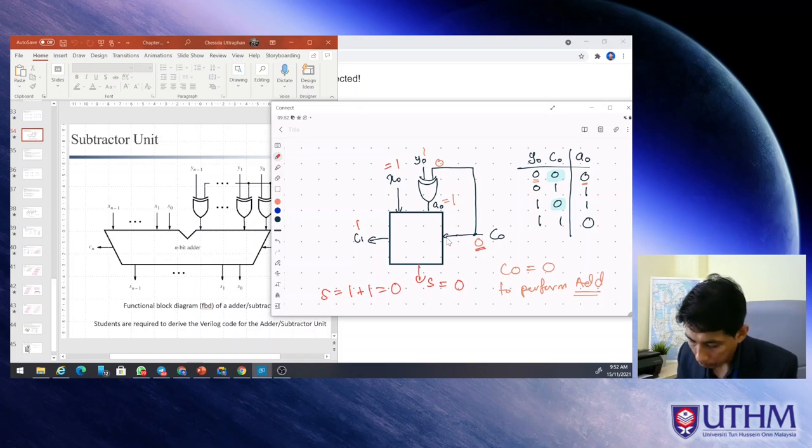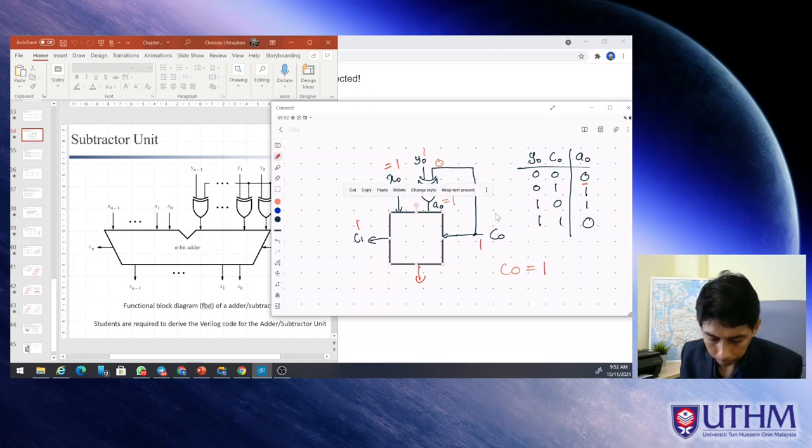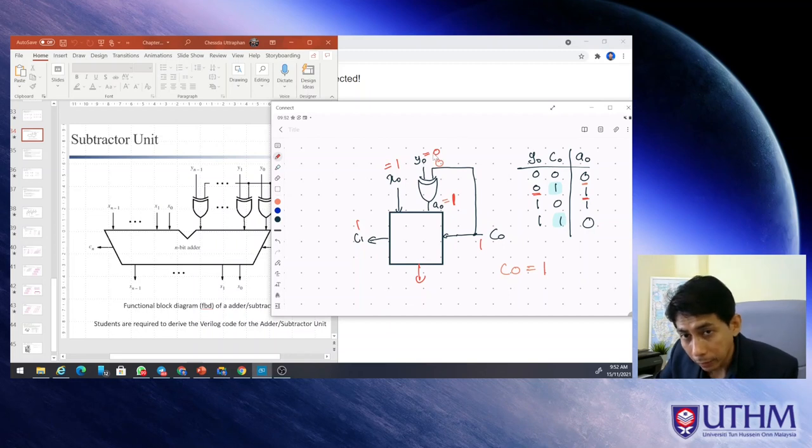But if we change this to number 1, what happens is that if Y0 equals 0, the output at A0 is equal to 1. So this is the complement. 0, you have 1. And of course this is 1. So this is the second complement number. 0, you complement and you add 1 here. This is the second complement.